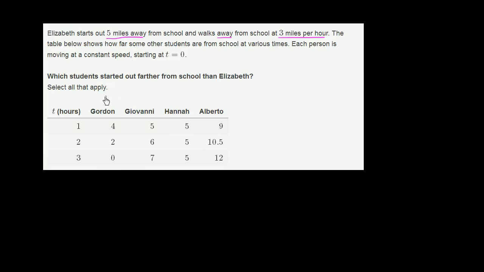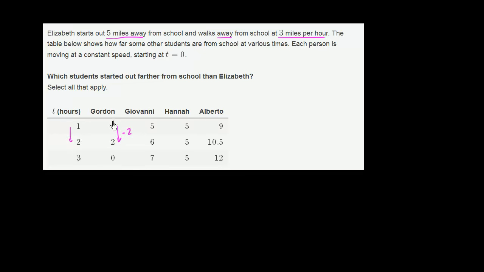Select all that apply. So essentially we need to figure out where these students were at time equals 0. So we know where they were at time 1, 2, and 3. And so let's think about their rate towards or away from school. And remember, this is distance from school. So as we go from hour 1 to hour 2, Gordon gets 2 miles closer. So his distance to school is decreasing.